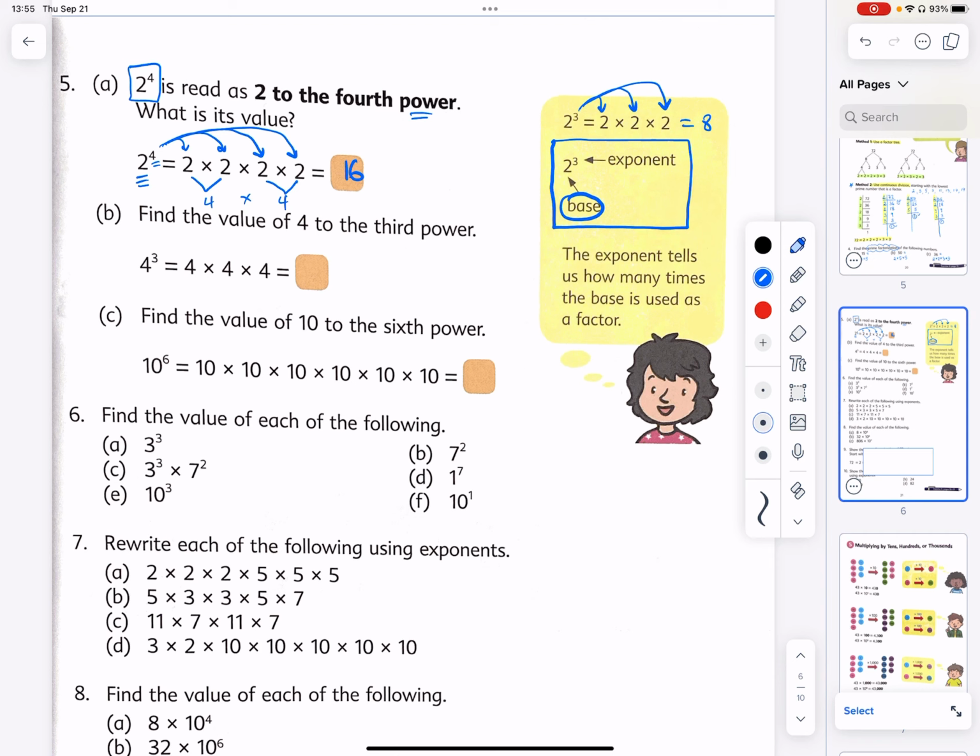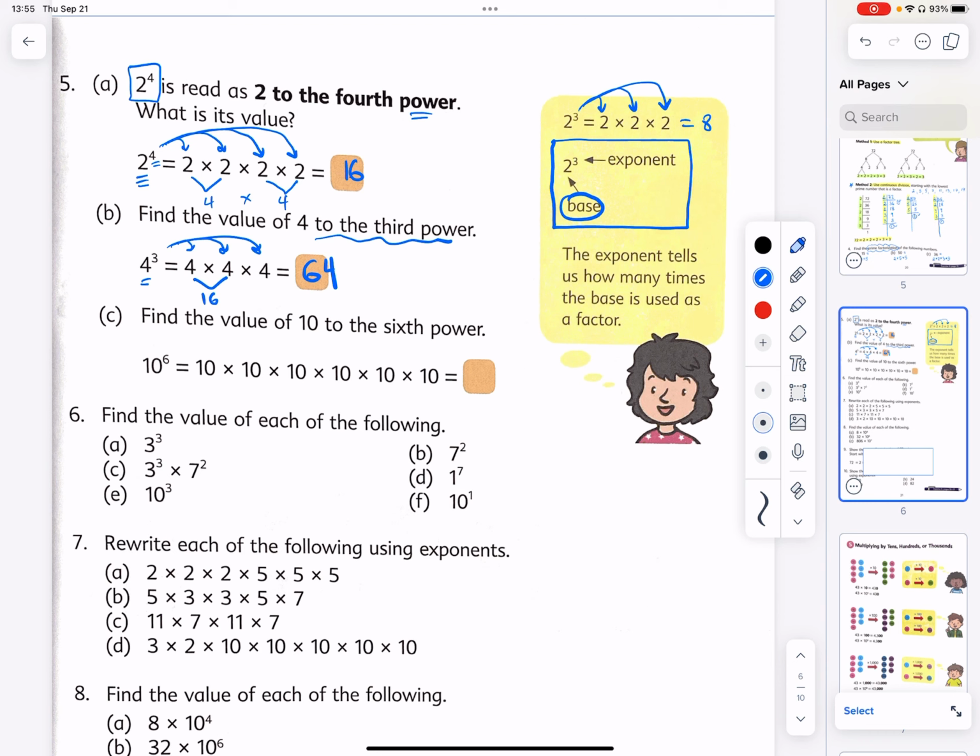Find the value of 4 to the third power. Again, 4 is the base. That's the number we keep multiplying by itself. How many times? The exponent tells us 3 times. Let's go. 4 times 4 is 16, and times another 4 is 64.